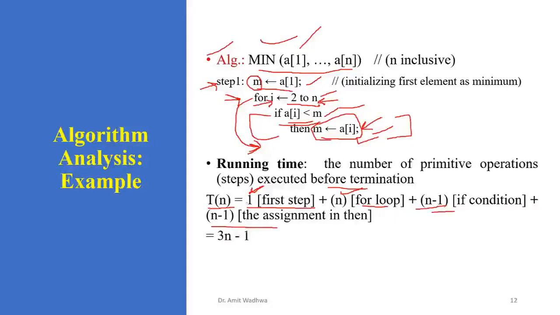So if we add up all these, we'll get the value as 3n minus 1. That will be the total number of steps required for executing that particular program, the total running time.